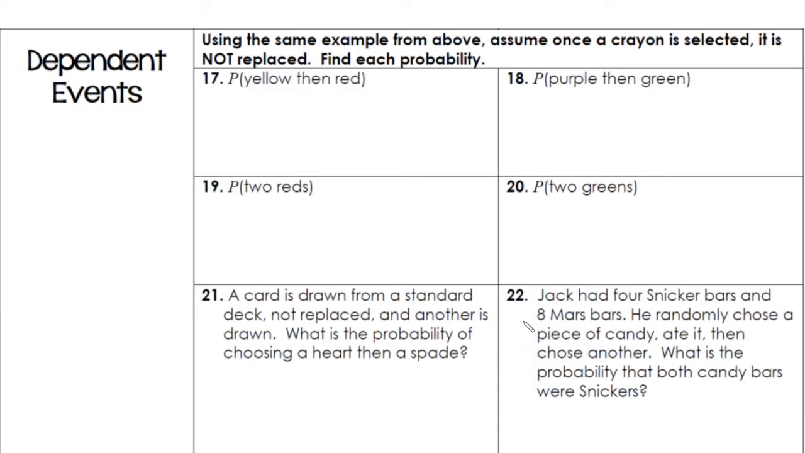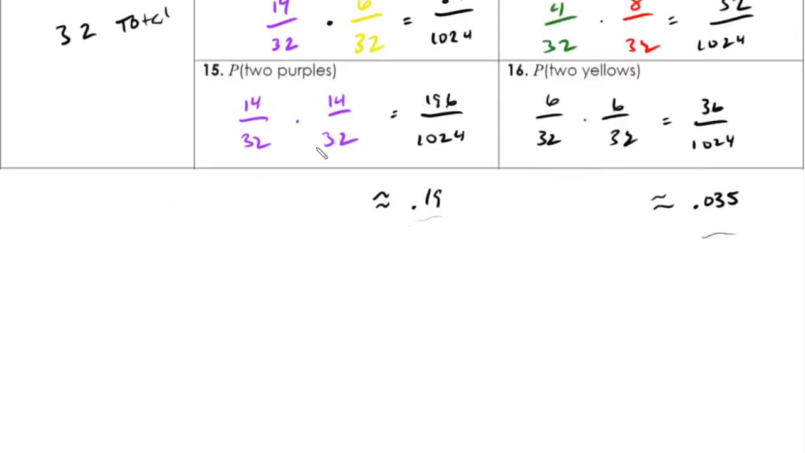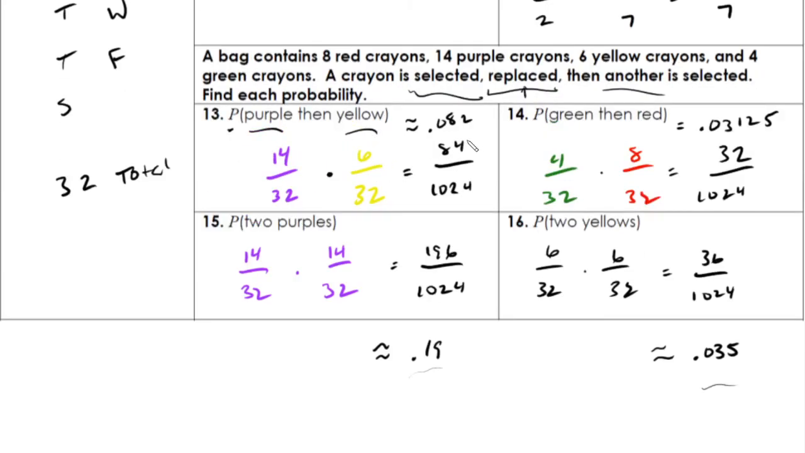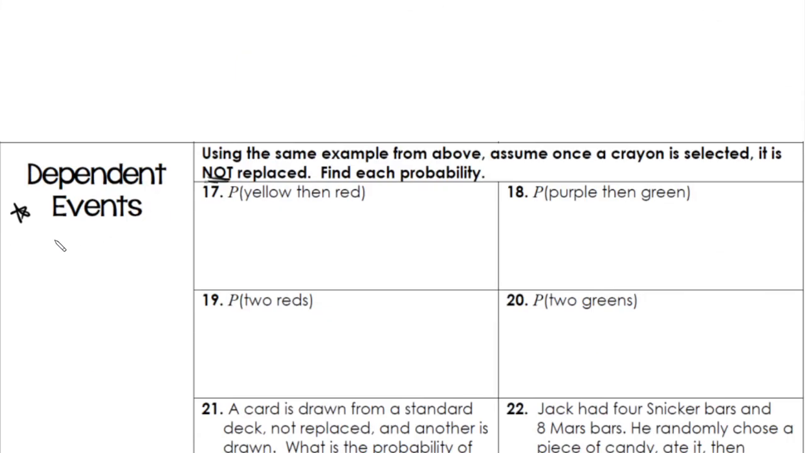So as we do these, you should try to work out the problems ahead of me and then see if you get the right answers. This is an example of dependent events because it's very similar to the situation above, but once you select a crayon, it is not replaced, which means that the odds are going to change as you draw more crayons out. So find the probability of getting a yellow and then a red. For the first one here, there are 6 yellows and 8 reds.